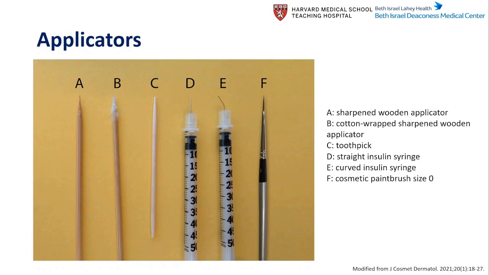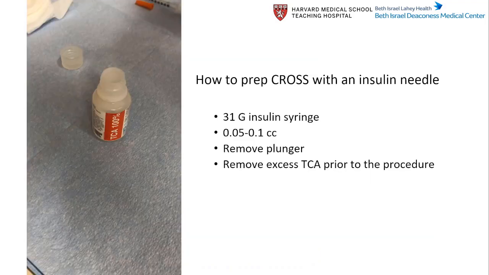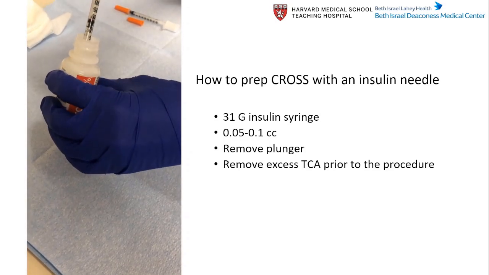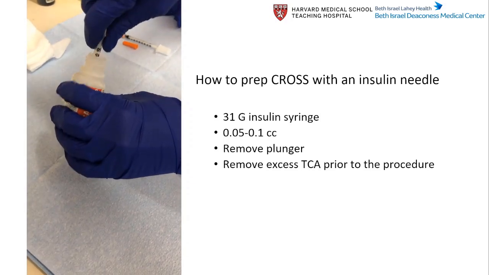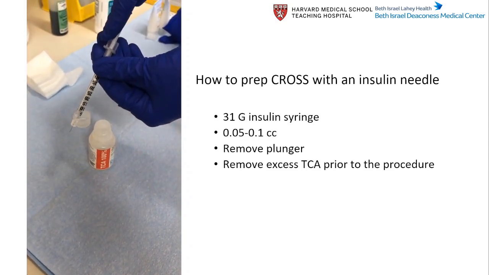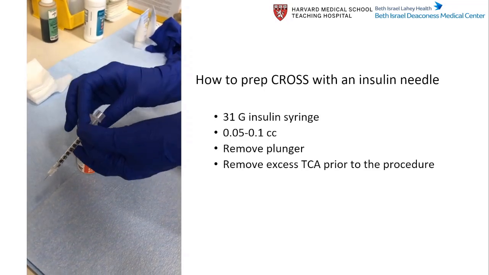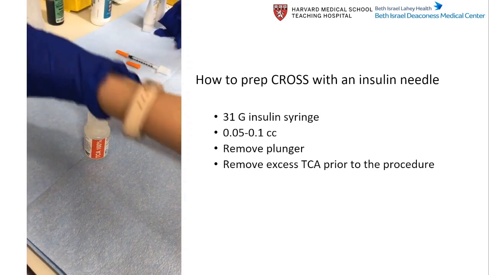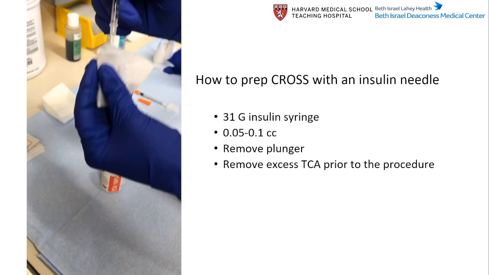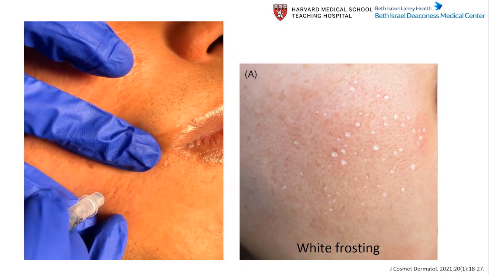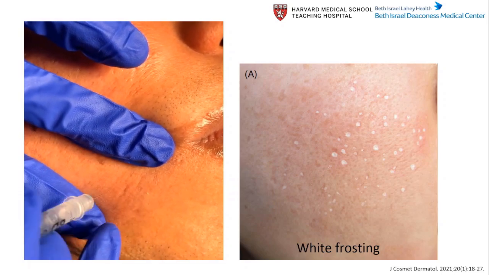I am using insulin syringes in my clinic, and I'm going to show you how I prep it. So I usually use a 31 gauge needle and a syringe, and I draw up about 0.05 to 0.1 cc, a very small amount. Then I remove the plunger, which allows the TCA solution to flow through the needle under just gravitational force. You may wonder, is it going to drip? Actually, the 31 gauge needle is very small, so unless you touch the needle to something, there is no dripping.